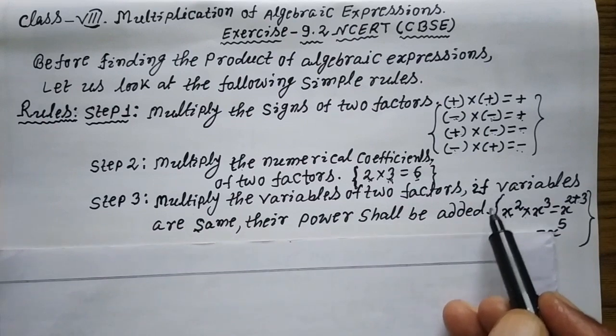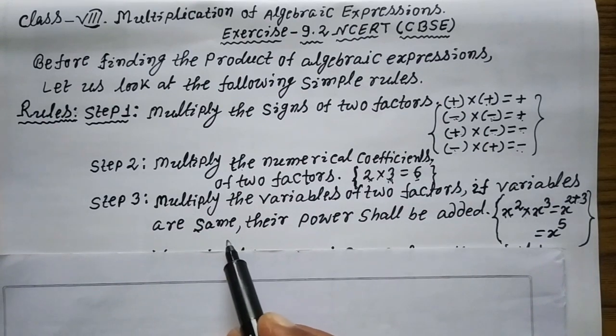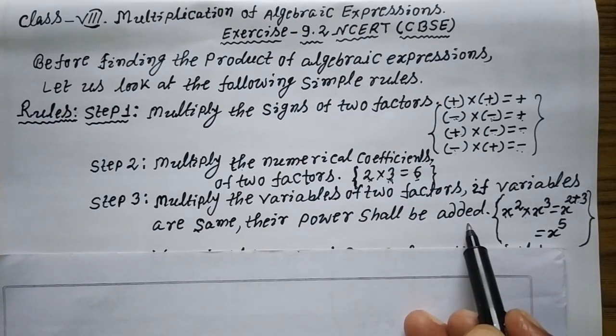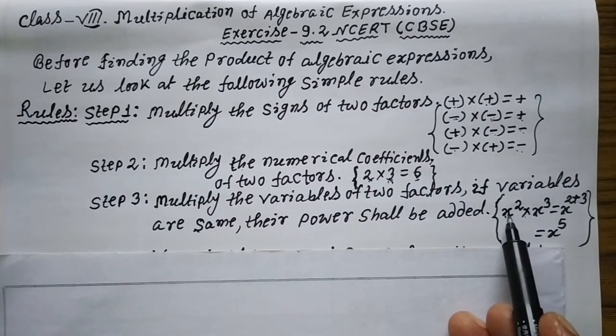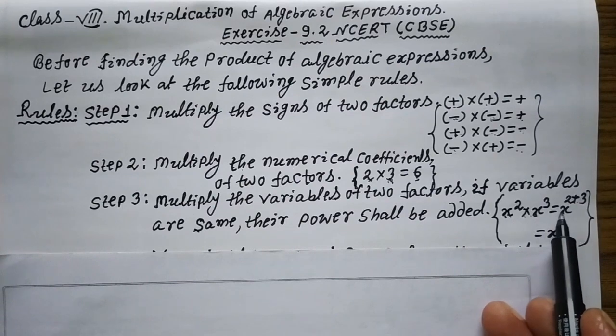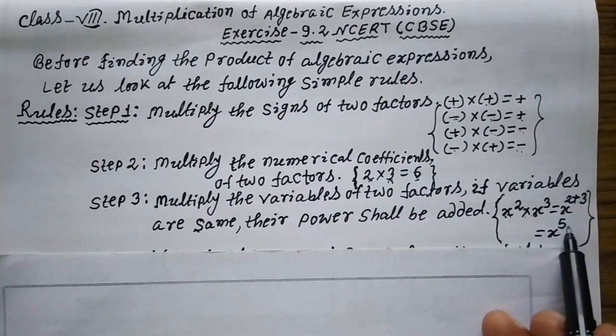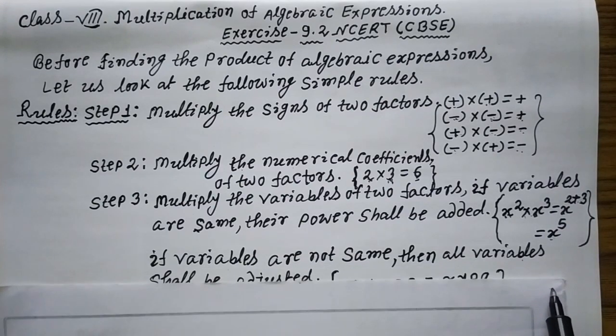If variables are same, their power shall be added like this, x square into x cube. So base are same in x, so write x and power shall be added, 2 plus 3, that is equal to x to the power 5.